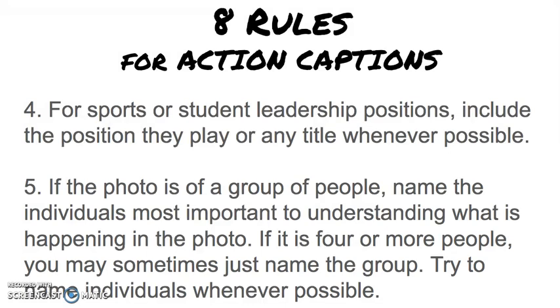Rule number 5 is if the photo is of a group of people, name the individuals most important to understanding what is happening in the photo. If it is a photo of 4 or more people, sometimes you can just name the group. We try to name individuals whenever possible. Even in a photo of 4 people, usually if it's a really good photo, there's 2 people that are clearly the center of the action or something like that. So we're going to try to name them whenever possible.